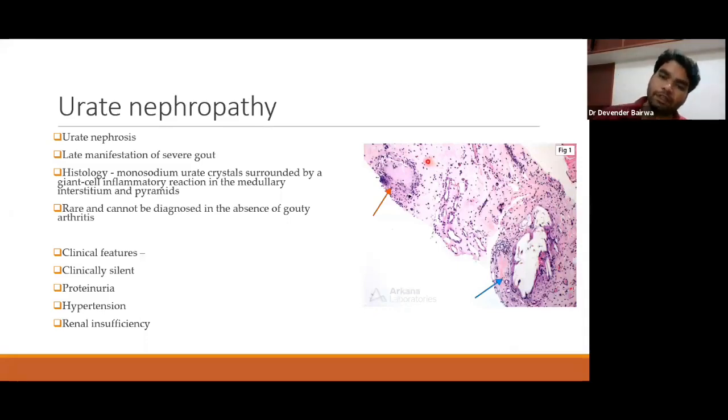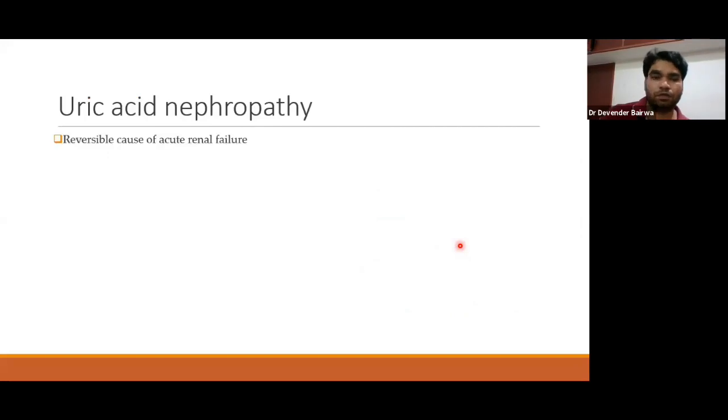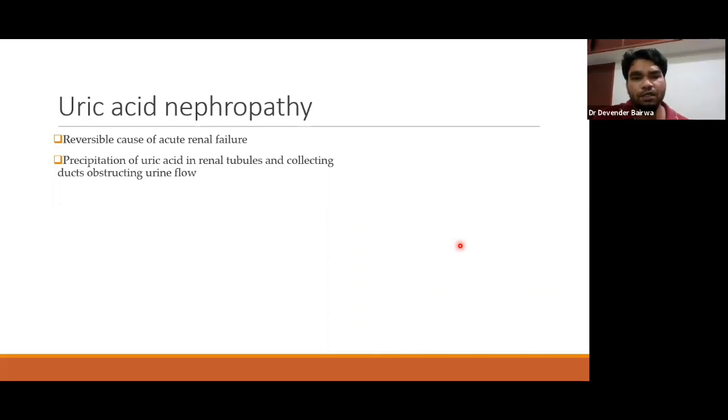In case of uric acid nephropathy, uric acid is deposited, or let's say crystallizes, within your tubules. Suppose a condition is there where so much uric acid is being excreted in your urine that the urine has become supersaturated with uric acid, and because of supersaturation, that uric acid has formed crystals. That condition is known as uric acid nephropathy. So it is a reversible cause of acute renal failure. There will be precipitation of uric acid in your tubules and collecting ducts, and that will actually obstruct your urine flow. This is generally associated with sudden urate overproduction and marked uric aciduria.